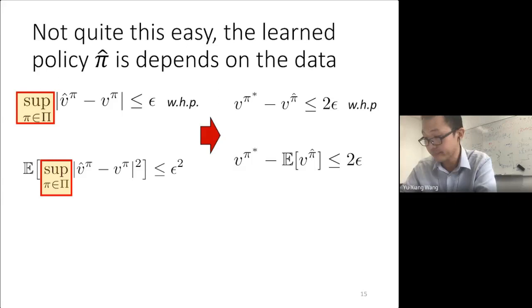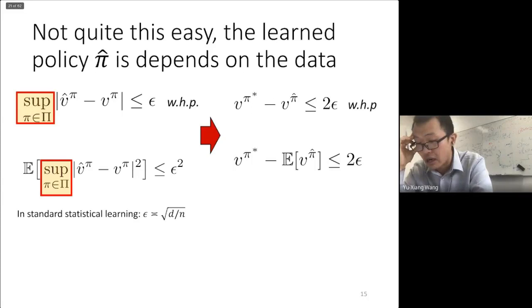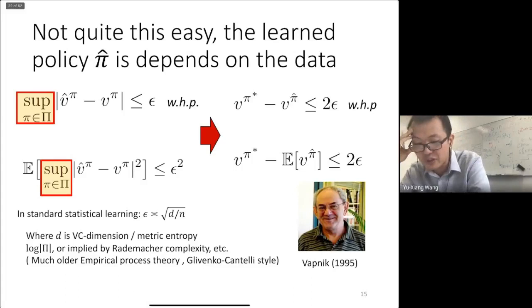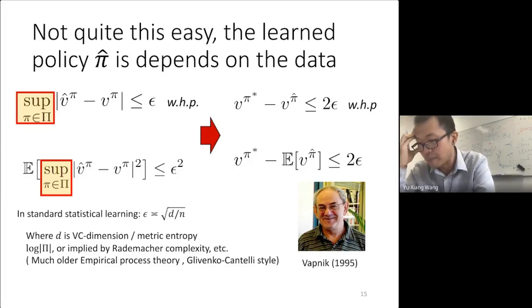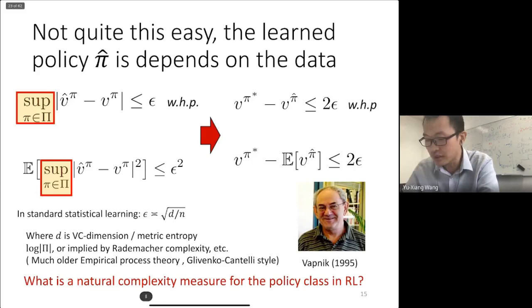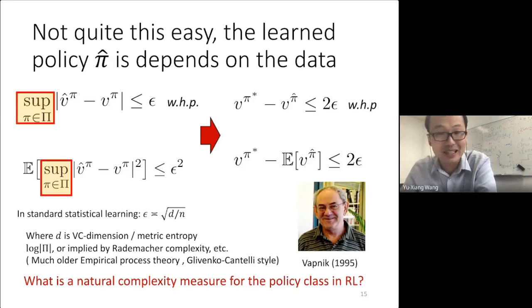In standard statistical learning, that blows up the error by a factor of square root of d, where d comes with a bunch of different names. Sometimes it's VC dimension. When you have a discrete policy class, d is often just the log of the cardinality. It could also be metric entropy, implied by some calculations related to Rademacher complexity. Vapnik did a lot of pioneering work on this in the machine learning literature, but it dates back to much older literature in empirical process theory. So the natural question we ask here is, what is a natural complexity measure for the policy class in reinforcement learning? We hope to address this at least for the tabular setting.